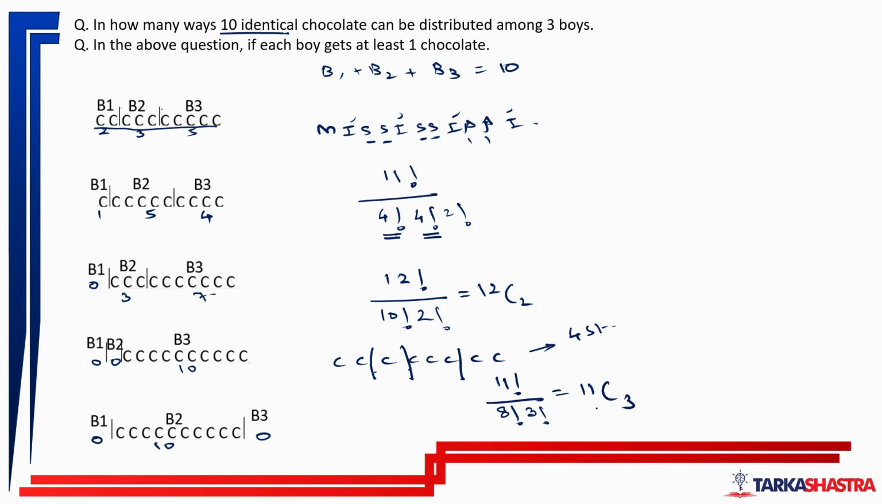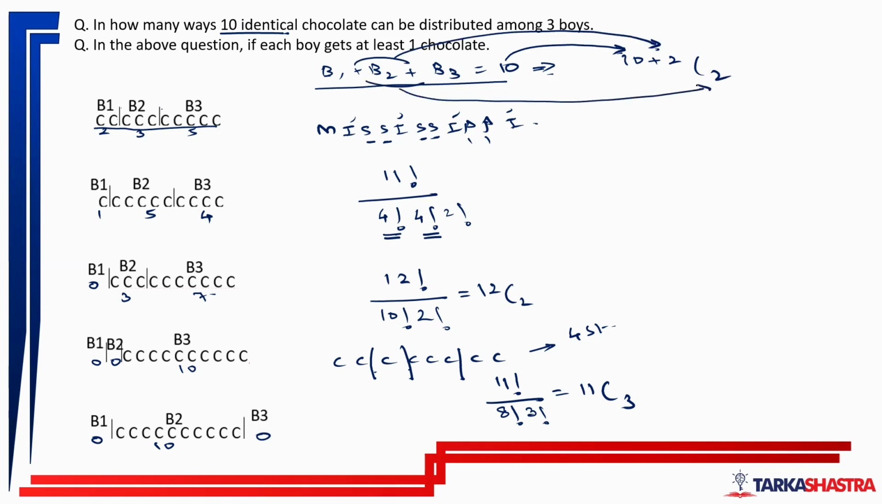Now let us go behind solving the question through a shortcut. What are you saying? You have to distribute 10 chocolates among 3 boys. So you will write an equation like this: B1 plus B2 plus B3 is equal to 10. So the solution will be 10 plus 2C2. What is this 10? This 10 as it is. What is this 2? These 2 plus marks will come here. That's it. This is what you have to do. If there are 3 boys, you will have 2 separations and 2 plus marks. So it will come out to be 12C2.